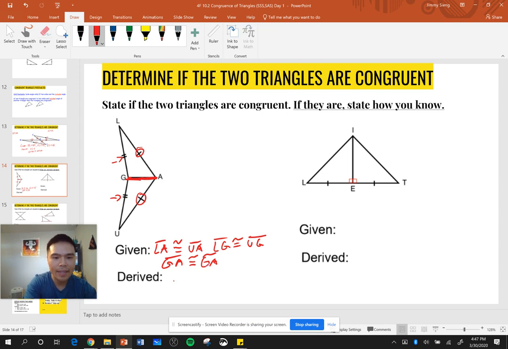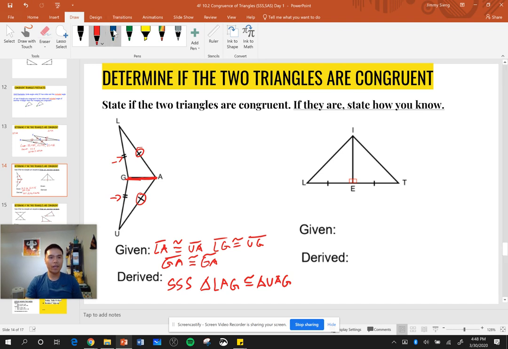So we're going to call this side, side, side. Given that LA is congruent to UA, LG is congruent to UG, and GA is congruent to GA, it's the same thing. I can derive side, side, side. Therefore, triangle LAG is congruent to triangle UAG. All right. So that's my proof there, and we're good to go.